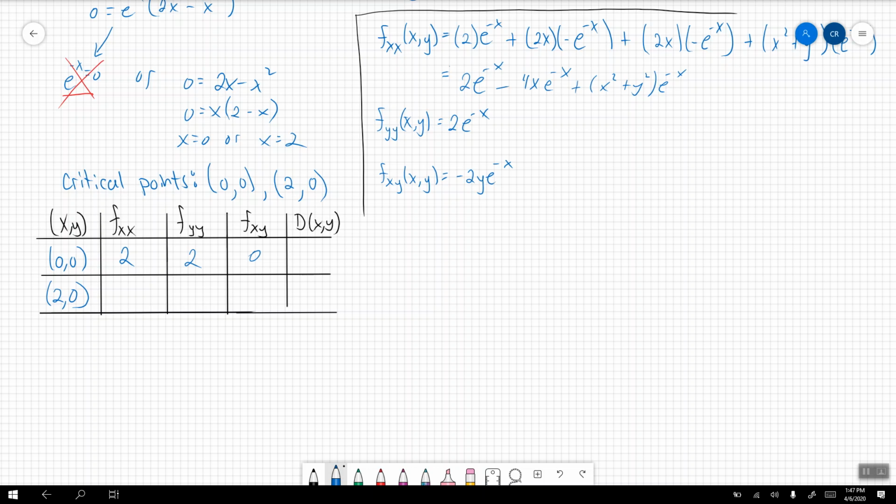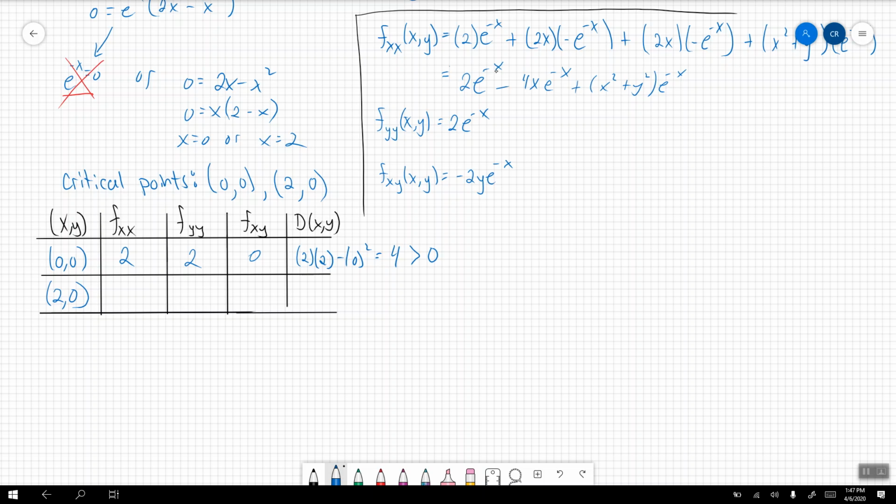All right, so to find this determinant, all I have to do is multiply, and then subtract out the square. So when I do this, this is going to get me 2 times 2 minus 0 squared. Then that's just going to get me 4, and that's greater than 0, which is good. Nice. So next one, f double prime at x is 2, y is 0.